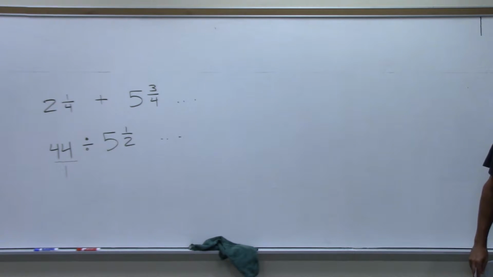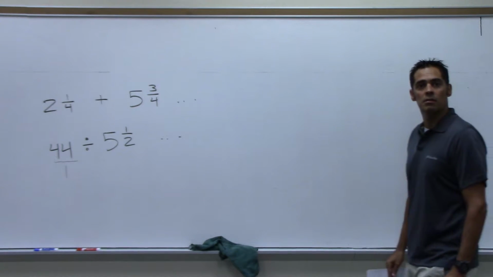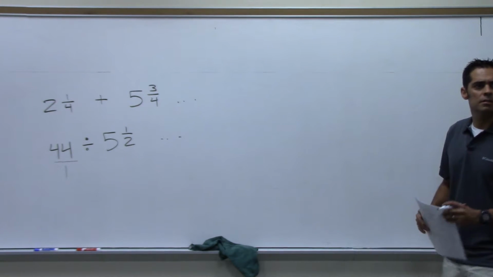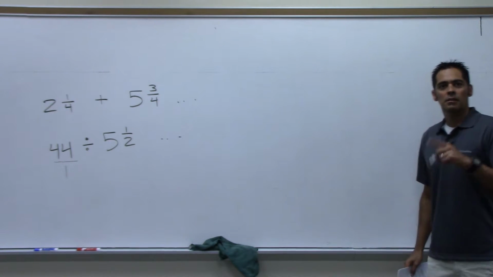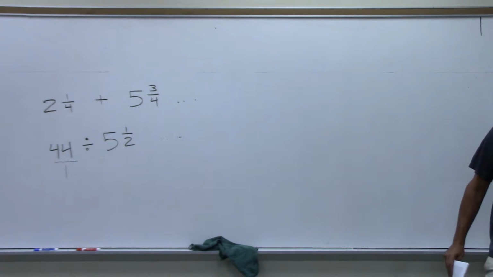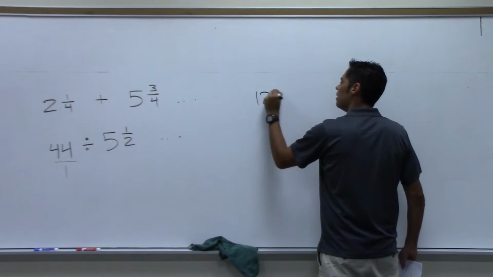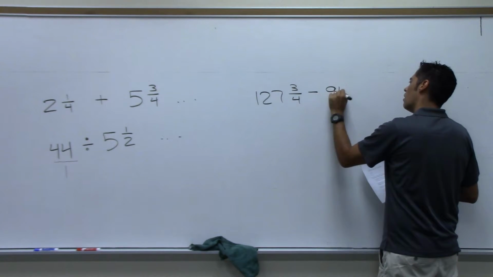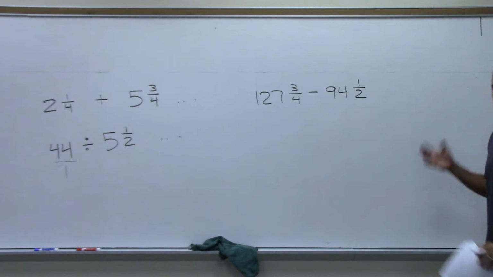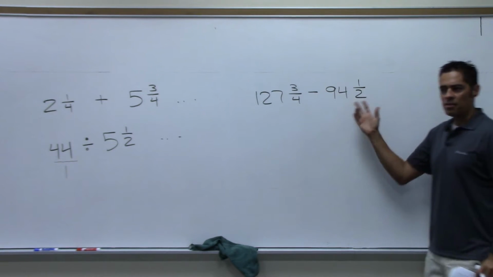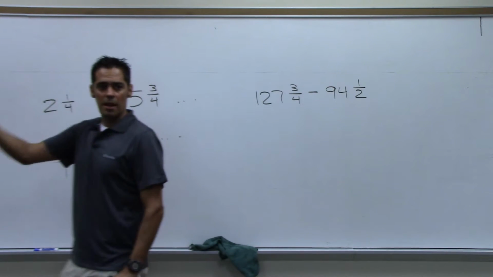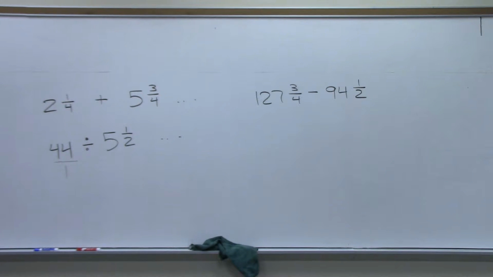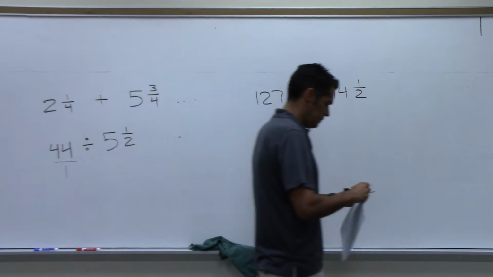So what is the operation you're going to do there? Subtraction. Which one is subtracted from which? 94.5 is taken away from the 127. So you write it this way: 127 3/4 minus 94 1/2, and that should give you the difference in their weights. Both of those have to be turned into improper fractions, and then so on and so forth. Okay, that's all I'm going to do for that. Let's move on to the next section.